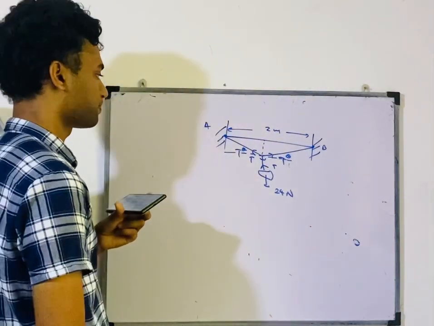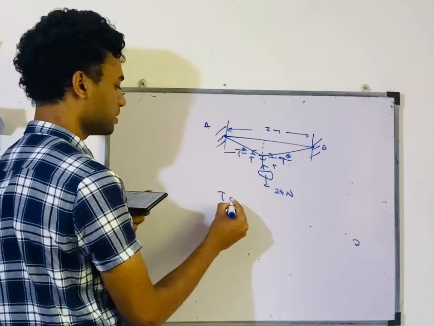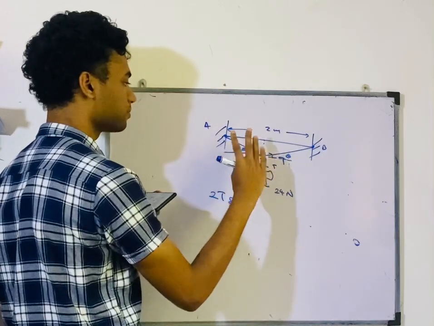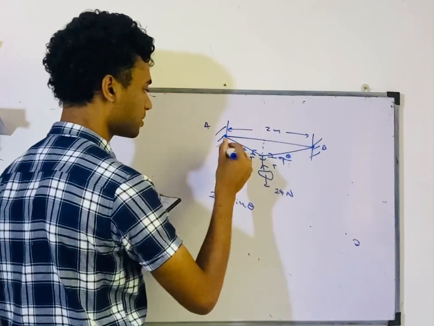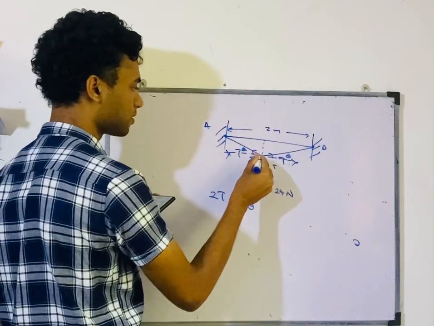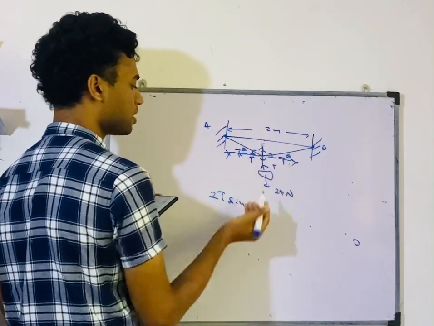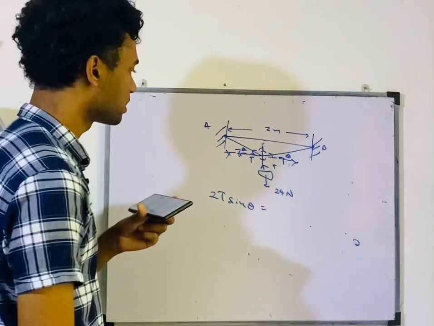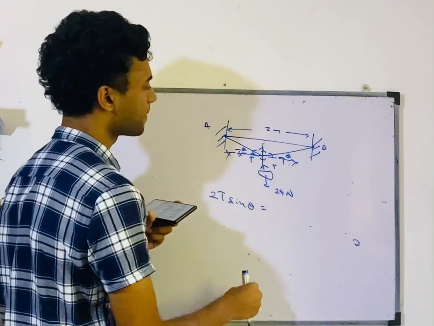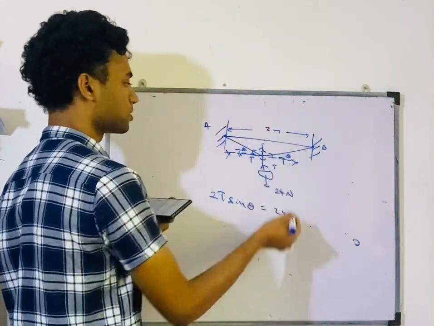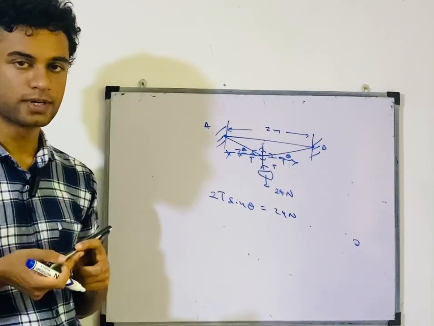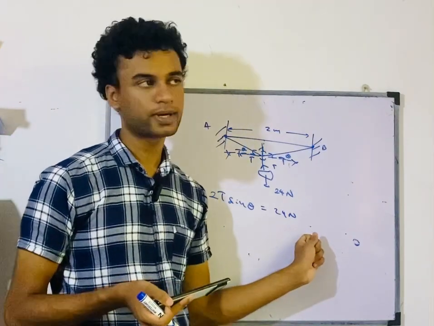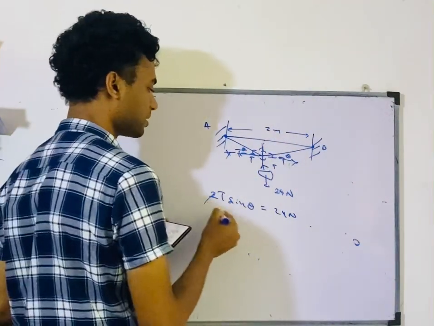What can you say? 2T sine theta, because T sine theta plus T sine theta upwards. T cos theta cancels off. Can you see that? T cos theta cancels off. What remains is upwards 2T sine theta. 2T sine theta is equal to what? 24 newtons, because we're talking about vertical equilibrium. Then we can say T sine theta is equal to what? 12.